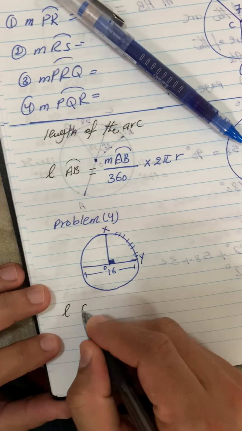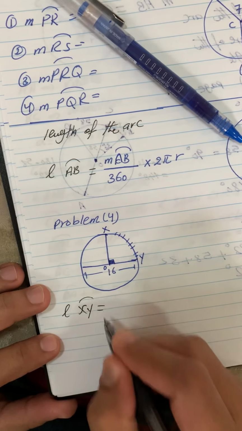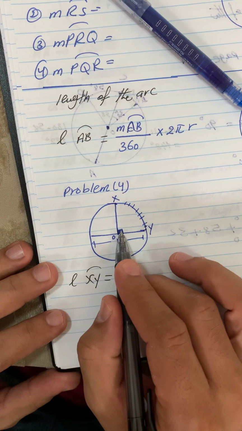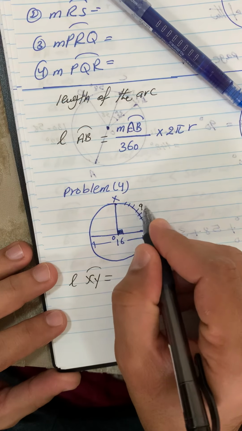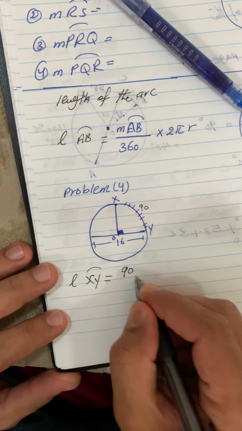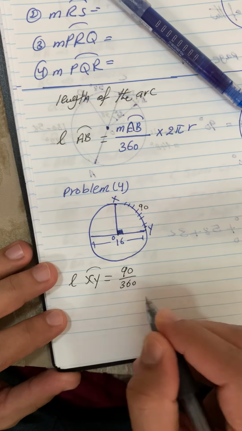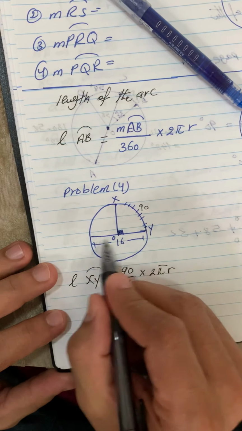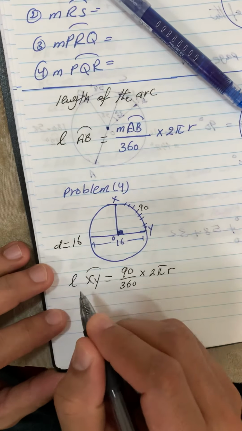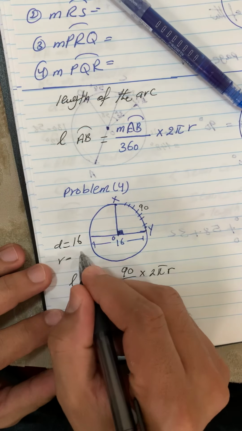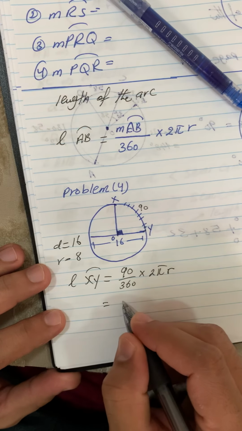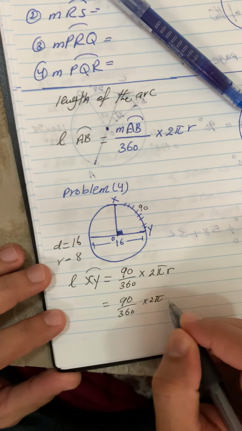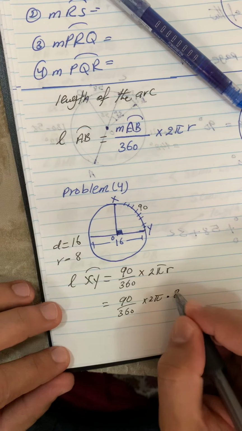Length of the arc XY equals the measure of the arc, 90, because the angle here is 90, so the arc is 90. So 90 over 360 times 2π times the radius. What's the radius? The diameter here is 16, so the radius equals 8. So it's 90 over 360 times 2π times the radius 8.